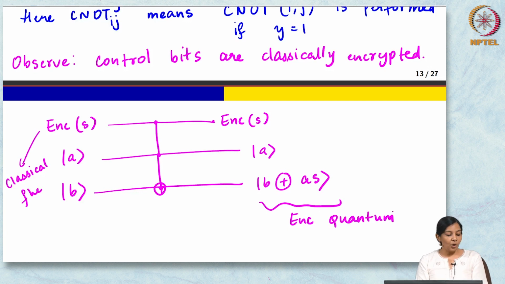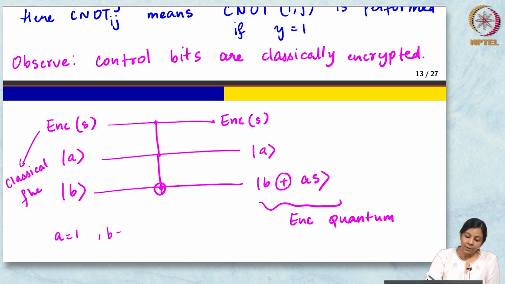Now, first of all, observe that it is crucial that this B XOR AS be encrypted. Why is that? Because my S here is encrypted, so presumably I want to hide S. If I do not encrypt the output B XOR AS, then I could set A equal to 1 and B equal to 0, and this would give me S, right. So, I want to get the output state also to be encrypted.